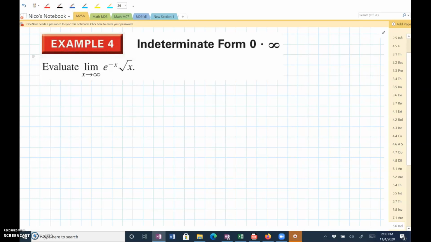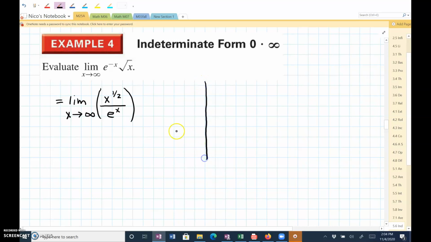Example 4, evaluate the limit of e to the negative x times the square root of x as x approaches infinity. So first of all, I'm going to rewrite this limit as x approaches infinity, and I'm going to make this x to the 1/2 power all over e to the x. Now, I'm going to graph each of these functions to help me evaluate this.